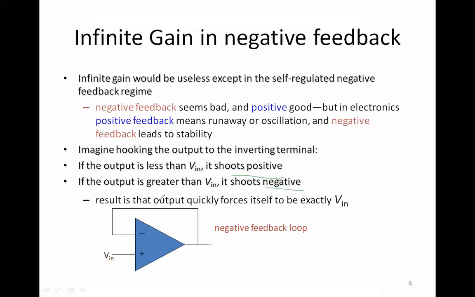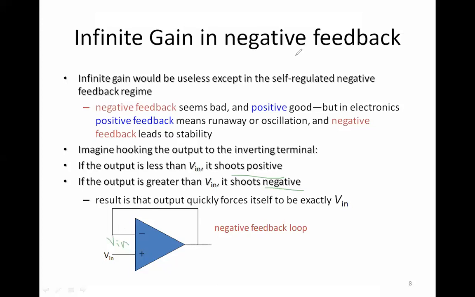The result is that the output quickly forces itself to be exactly Vin. So as much as possible, they want to be as equal as possible. So here also, if it's Vin, it will try to be Vin here also. If I'm giving 6 volts here and 8 volts here, this will try to shoot up and match up with the Vin value. So slowly it will try to make up to 8. So that is what it is.